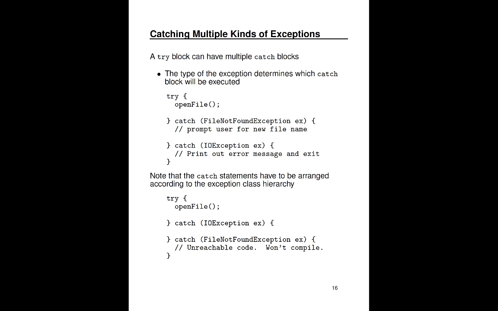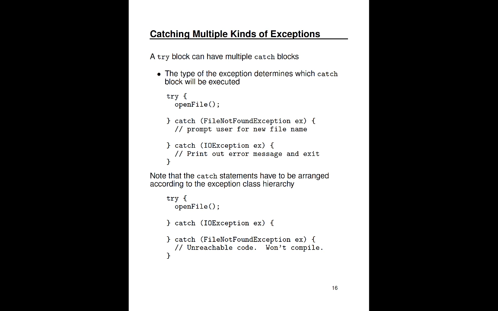So in the second example at the bottom of the slide, this won't compile because if a file not found exception is thrown by the open file method, and by the way, file not found exception is a subclass of I/O exception. Because that catch I/O exception block will catch any type of I/O exception, a file not found exception will be handled by that first catch block.